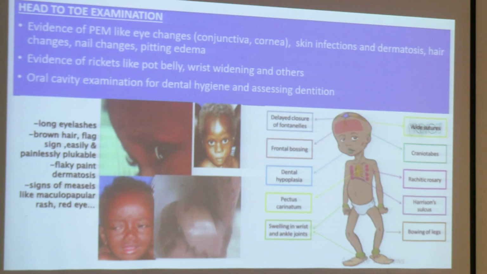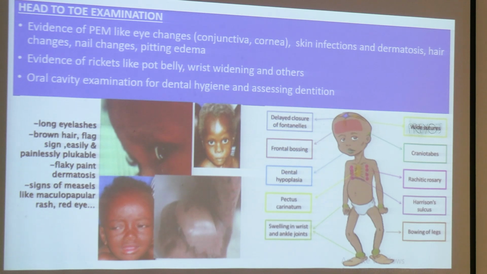Then there is head to toe examination, to see whether evidence of protein energy malnutrition is present or not, like eye changes in the conjunctiva, cornea, dryness of the eyes like xerophthalmia. Then whether skin infections are present, dermatosis, hair changes, nail changes, brittle nails. Pitting edema, edema is present in the dependent parts like the feet and the hands, because when there is protein deficiency there will be edema in the body.